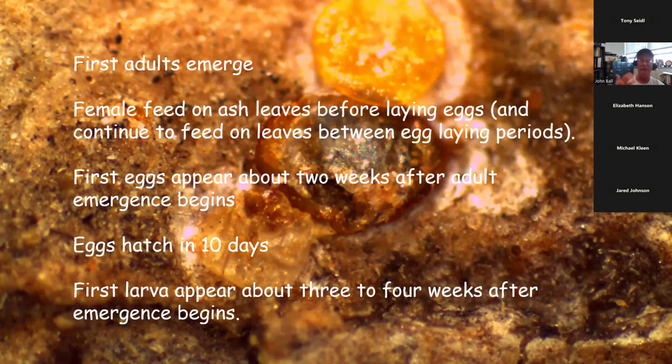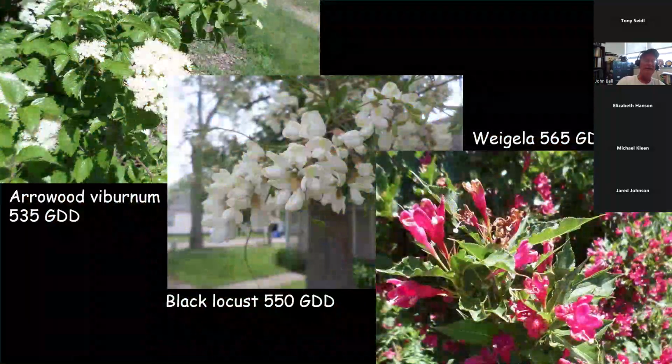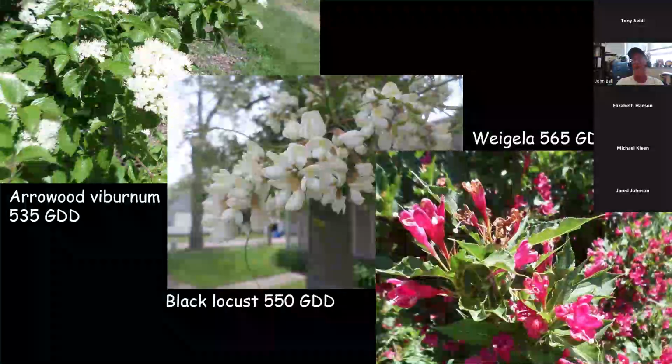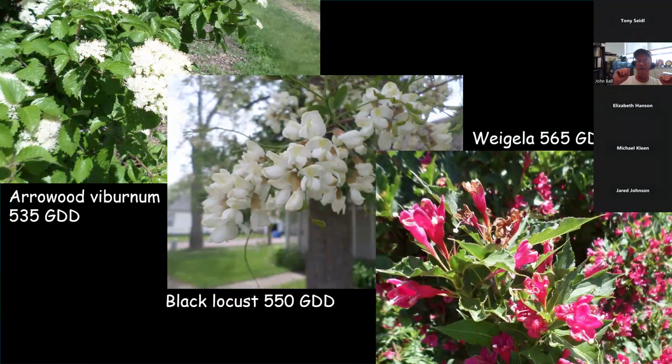Well, the eggs appear about 2 weeks after the adult emergence begins. And then the eggs hatch in about 10 days, with the first larvae appearing about 3 to 4 weeks after emergence begins. And so if you take a look at some of the ways we can look at it, Arrowwood viburnum blooms at about 535 growing degree days. When it's blooming, EAB is just about getting ready to emerge. For us, black locust is timed perfectly. When black locust starts blooming, it's at 550 growing degree days, and EABs are starting to emerge.